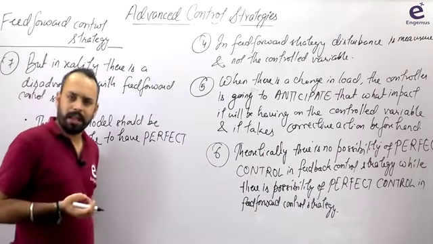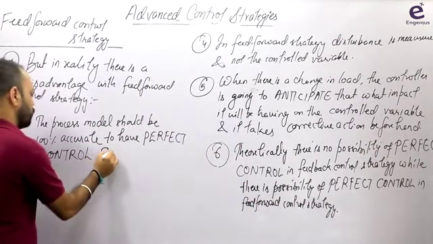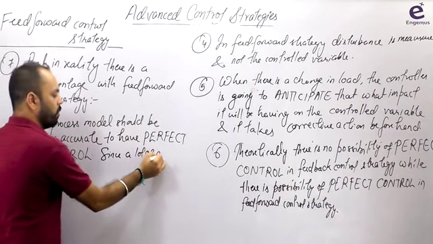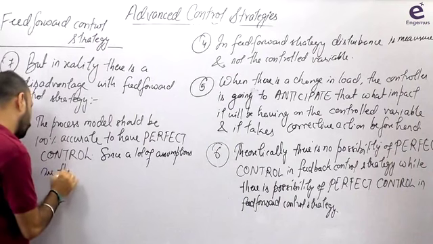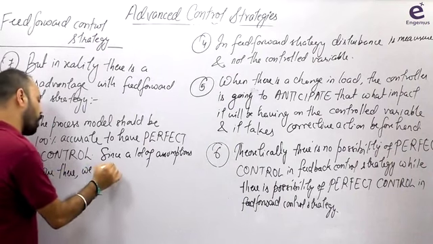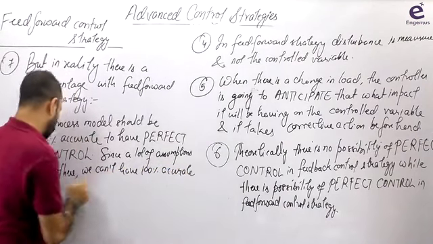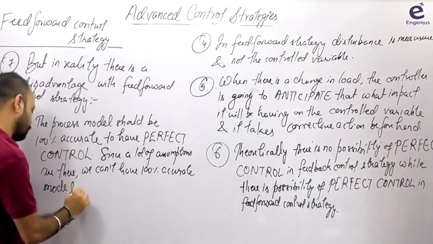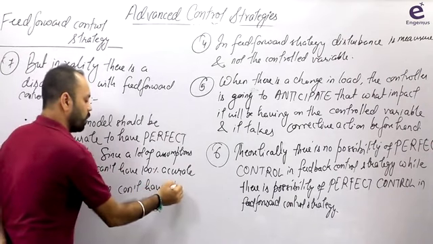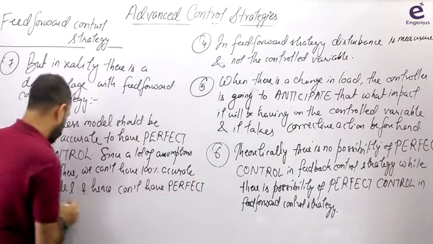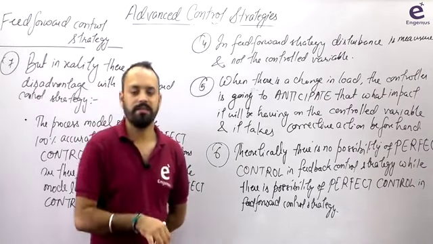दैट इज द प्रॉब्लम. अगर ये accurate नहीं होंगे, then your action won't be perfect, right? And what do you think? Models जो हम बनाते हैं 100% accurate हो सकते हैं क्या in reality? No, models are full of assumptions. Since a lot of assumptions are there, we can't have 100% accurate model, and hence can't have perfect control. Correct?